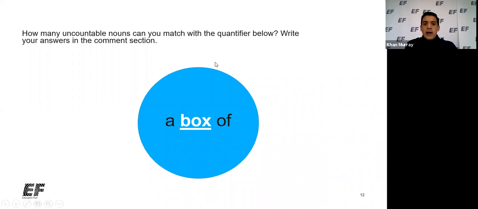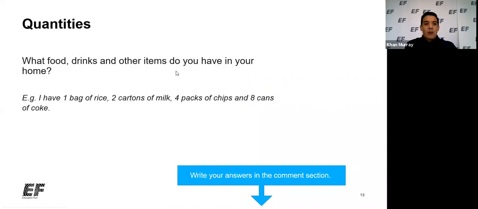So let's keep going. One of the final activities for today is what food and drinks and other items do you have in your home? Okay, I want you to share, and if someone's feeling confident to share with speaking, we might unmute you and you can share with the class. But if not, I just want you to write in the comments section a sentence or two telling me what's in your house, and I want you to focus on using quantities. I want you to focus on using quantifiers for uncountable things.